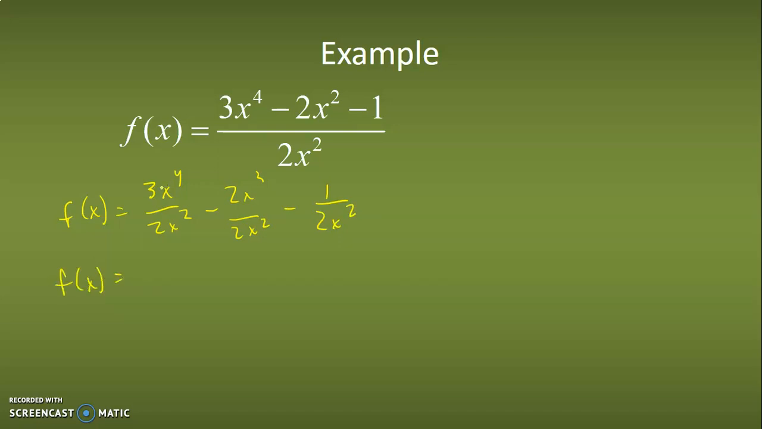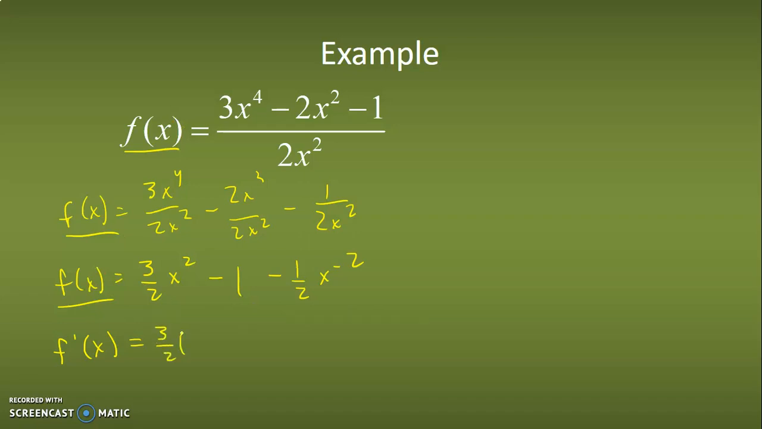And then I need to simplify each one. So 3 halves, subtract the exponents, makes it x squared. 2x squared over 2x squared is just 1. And this last part could be written as 1/2 x to the negative 2. Now that they're each in the power rule form, this one's a constant, but the other two are in the power rule, now I can apply the power rule and find the derivative. Notice f of x, f of x, f of x. I have not taken the derivative yet. Now I'm ready to take the derivative.